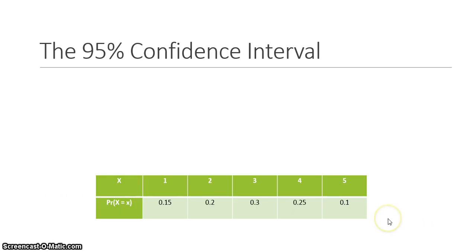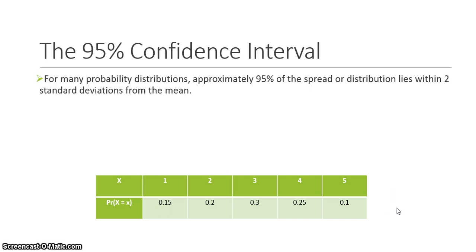Now, let's look at the 95% confidence interval. This is calculated from the standard deviation. So once we have the standard deviation, we can work out the limits of this interval. For many probability distributions, approximately 95% of the spread or distribution lies within 2 standard deviations from the mean. Therefore, the distance of 2 standard deviations from the mean, either below or above it, is known as the 95% confidence interval.